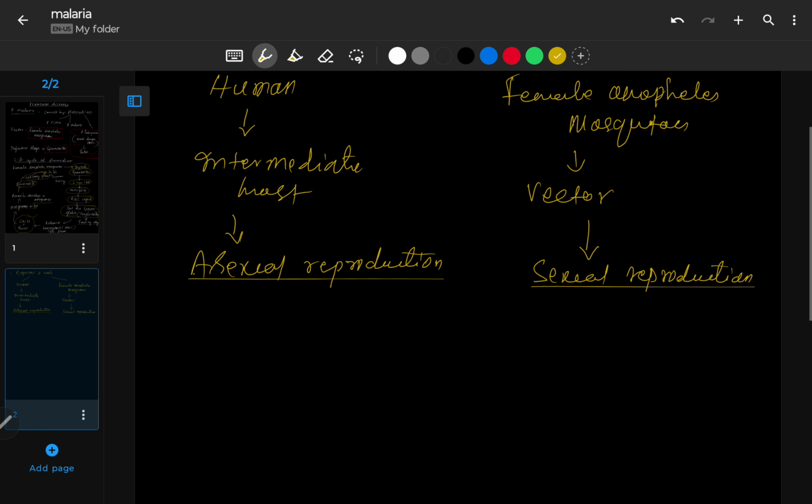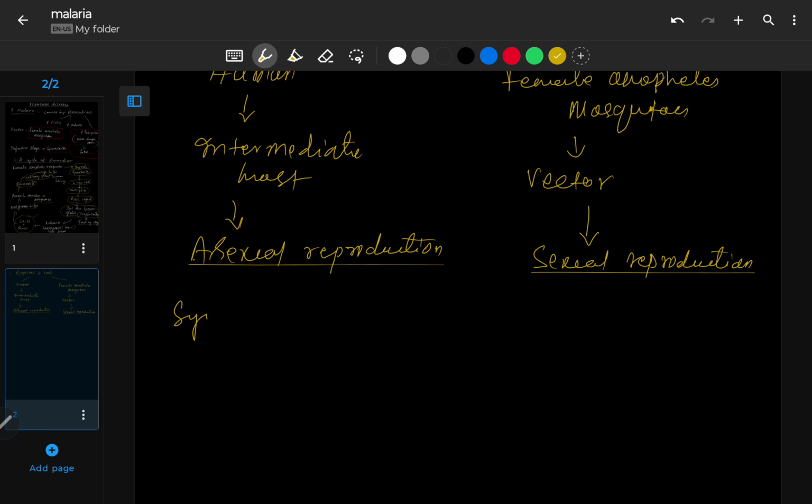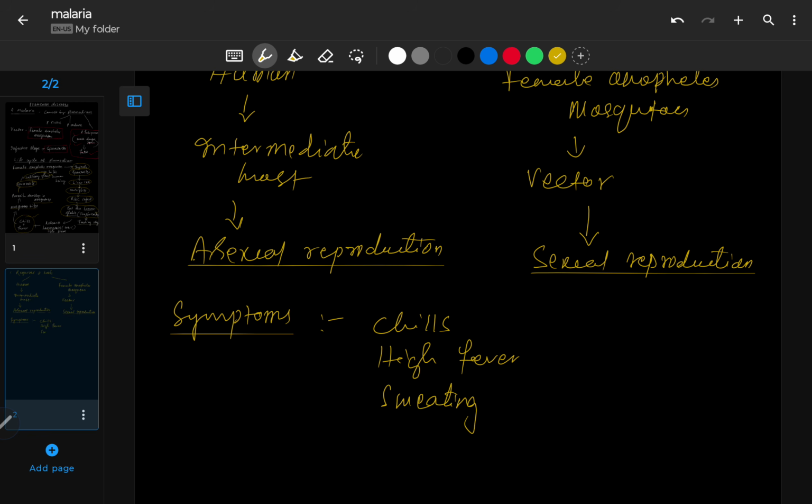Now what are the symptoms? The symptoms include chills, high fever, generally at regular intervals, then sweating, and in the long term it leads to anemia. Okay, so this is all about malaria.